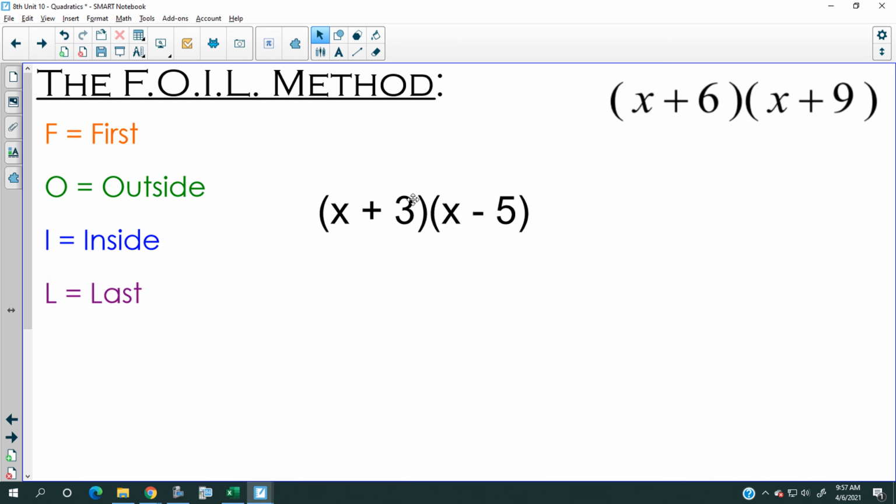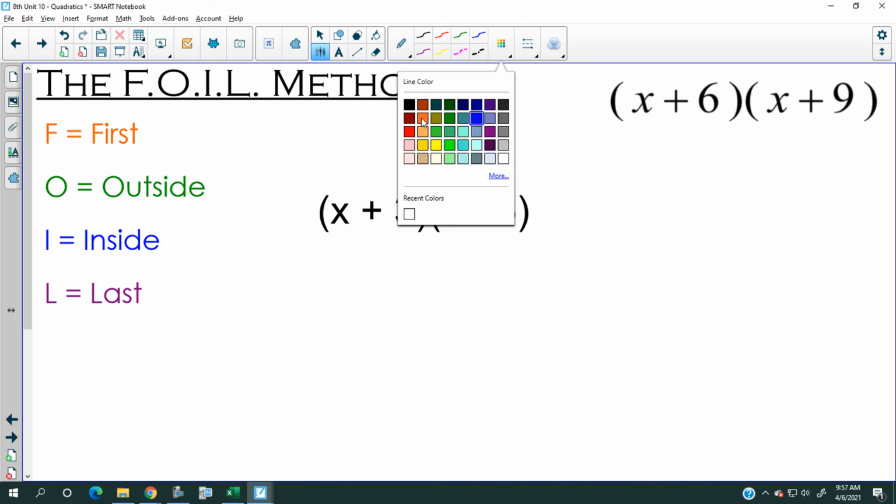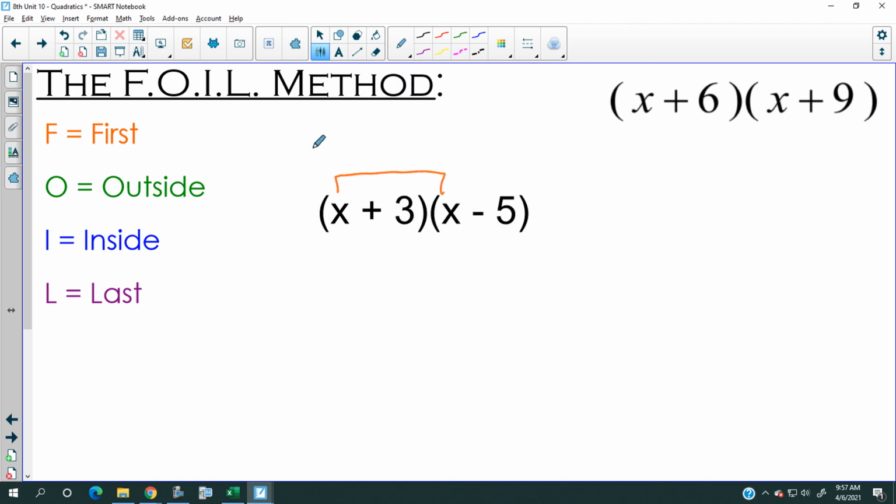Let's look at this. Now, I'll try to color code this. I've got to pick a color. All right, here we go. First, so that's these two. So I'll put it here. X times X, that's X squared. Outside, green. The two outside terms, like this. So that's negative 5 times X, that's negative 5X.